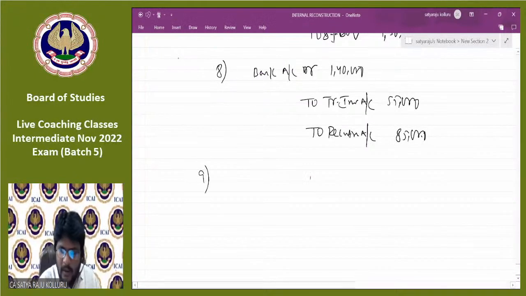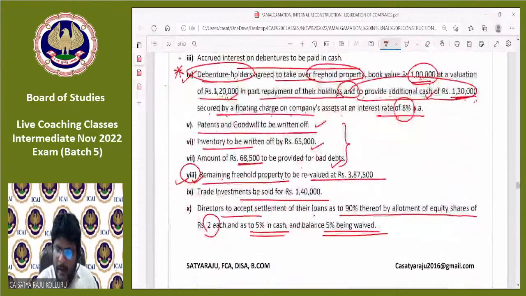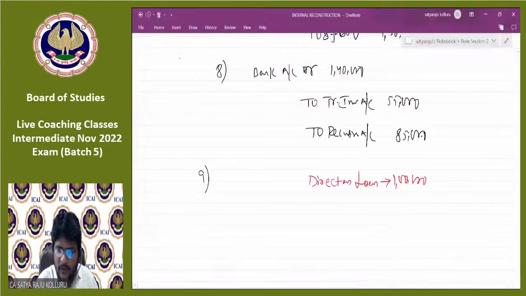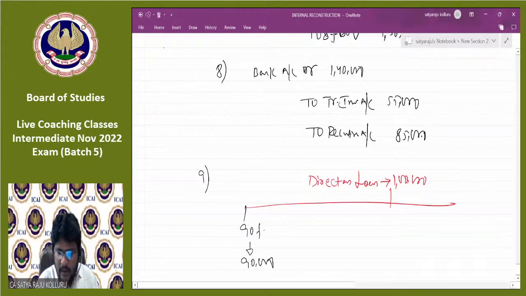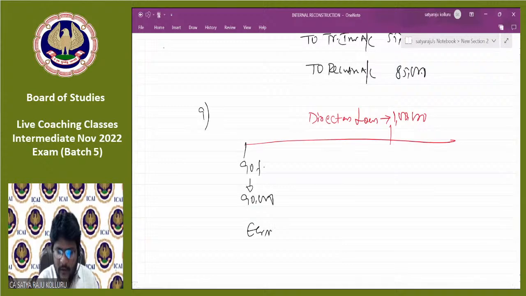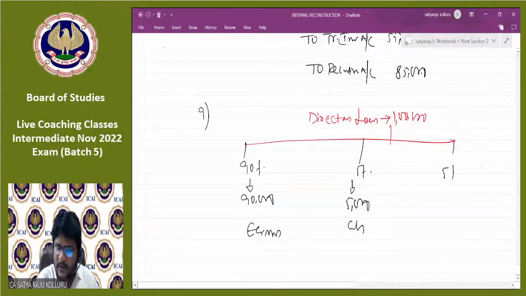First consider this director's loan. He's talking something about director's loan. So director's loan, how much? 1 lakh. Out of this 1 lakh, they are talking about 90% we are settling through equity shares. So 90% means 90,000 settling in the form of equity shares. 5% in the form of cash. 5% means 5,000 in the form of cash. Remaining 5% is sacrifice, means waive off.